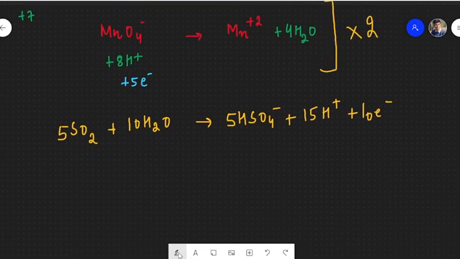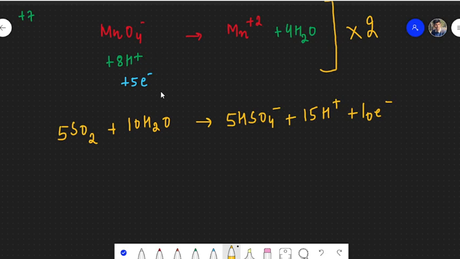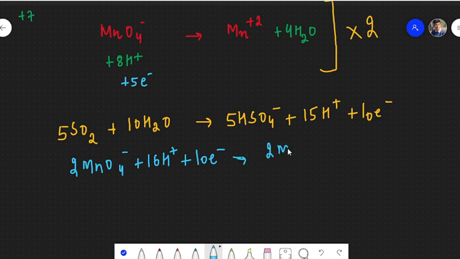Now I have to multiply the reduction half by 2. So let's multiply this by 2. I will get 2MnO4 negative, 8 into 2, 16 H positive, 10 electrons, and it will give 2Mn positive and 8H2O. Okay, now I have to add these two equations.